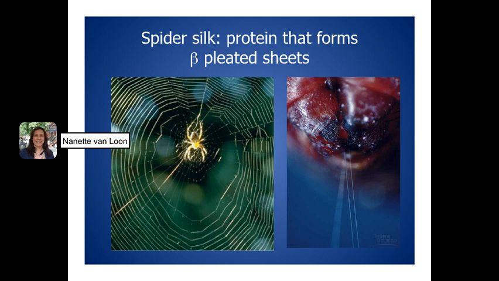Another example of a protein with beta pleated sheets is spider silk. So we see here a spider sitting in its web, and here we see the silk coming out of the spider's spinneret at the end of its abdomen.